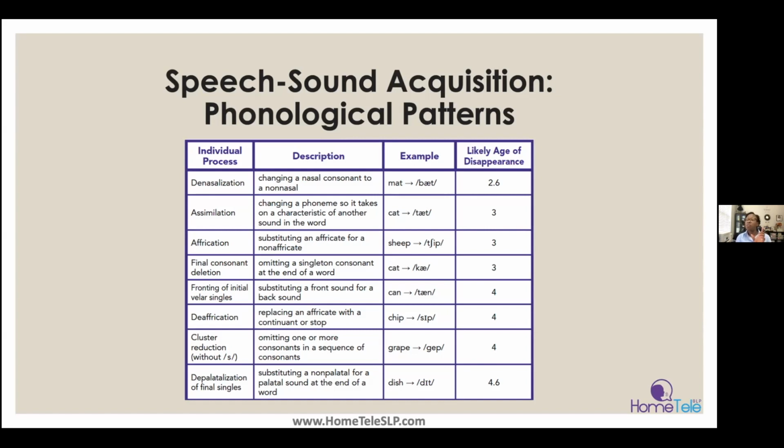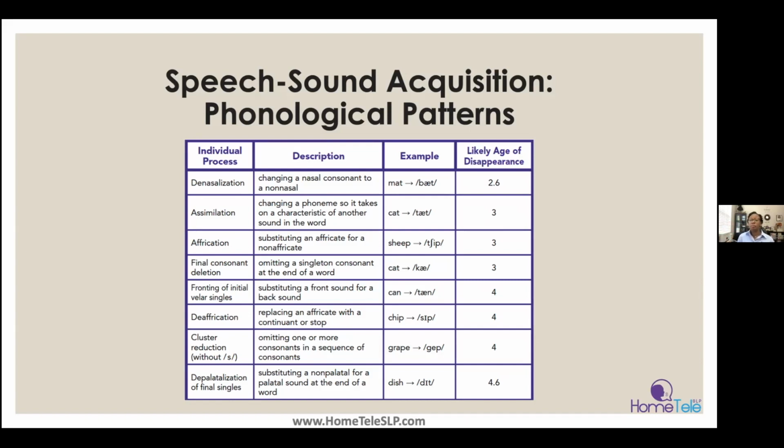These are examples of words and the processes that are happening. In the example, Matt is becoming bat. So we have a bilabial consonant, B. What's happening here is the nasal sound M is being denasalized and it's becoming a B, changing a nasal consonant to a non-nasal consonant. That should disappear around 2.5.